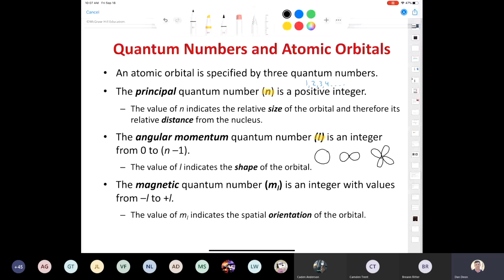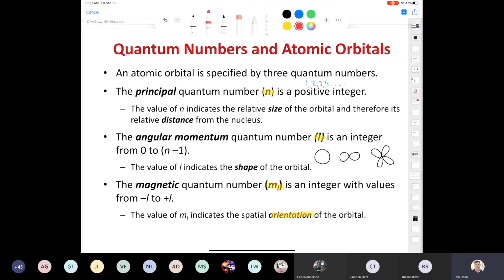Then we have ML, which is the magnetic quantum number. That can have values of -L all the way up to positive L, and that indicates the orientation. Let me give you some examples here. I'll use the red pen, and I'm just going to walk you through this slowly here.